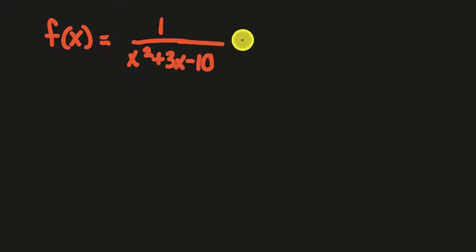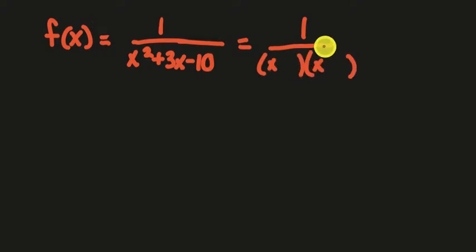The first step here is that we need to factor the denominator so we know what x cannot be equal to. We're going to have x here, x here. If you're having trouble with factoring this quadratic in the denominator, watch my video above on factoring quadratics. This quadratic factors out into x plus 5 and x minus 2.